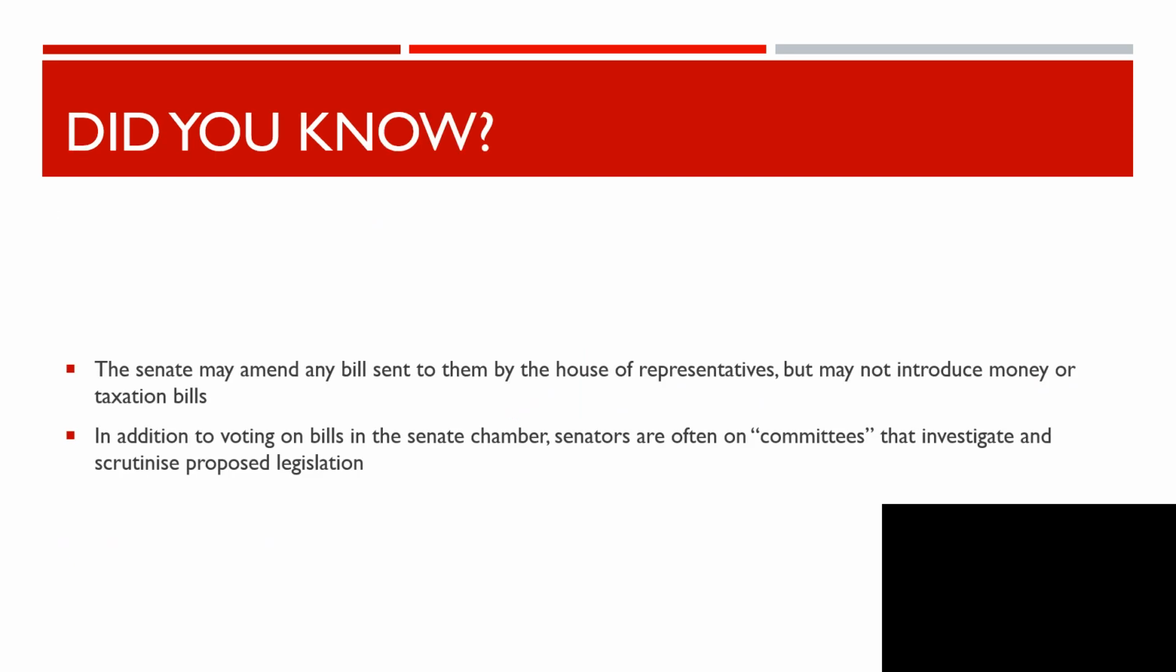A couple more things that you might not know about the Senate. One of them is that the Senate may amend any bill sent to them by the House of Representatives, but there are some types of bills that the Senate cannot introduce themselves. These include money or taxation bills. Those can only be initially proposed in the House of Representatives, and then the Senate can choose to amend them afterwards.